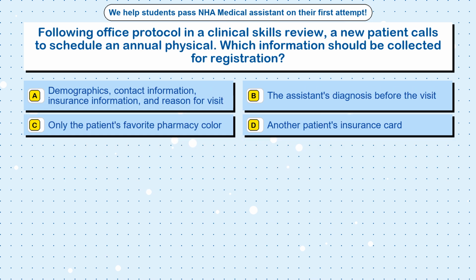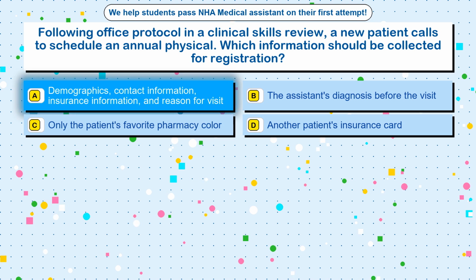Question 54. Following office protocol in a clinical skills review, a new patient calls to schedule an annual physical. Which information should be collected for registration? Option A, demographics, contact information, insurance information, and reason for visit. Option B, the assistant's diagnosis before the visit. Option C, only the patient's favorite pharmacy color. Option D, another patient's insurance card.